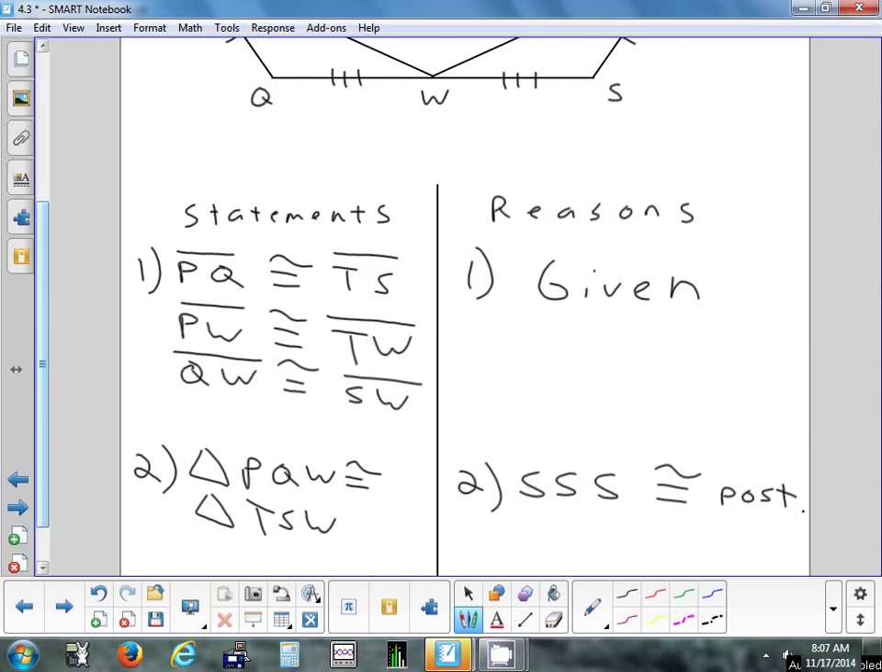Now, you could have written this out as step 1. You could have made that 3 steps. The reasons would have been all given. But if you're going to have given for the same thing 3 times, I would just put it all in 1 step. Any question on that?